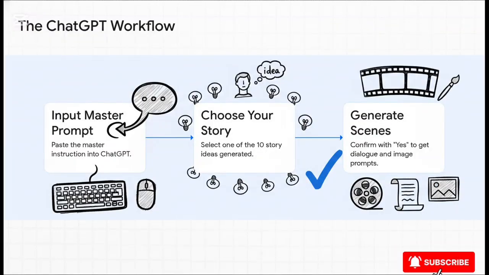And the workflow is incredibly simple. You paste in that master prompt, and ChatGPT spits out about 10 different story ideas for you to choose from. You just pick your favorite, type yes, and bam, it automatically generates every single scene, all the dialogue, and all the image prompts you'll need for the rest of the project.